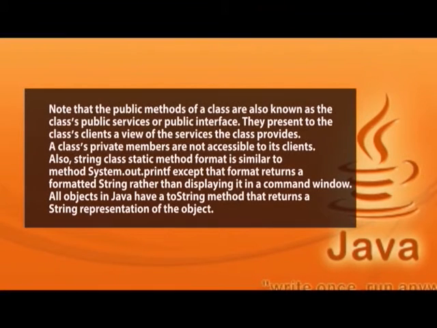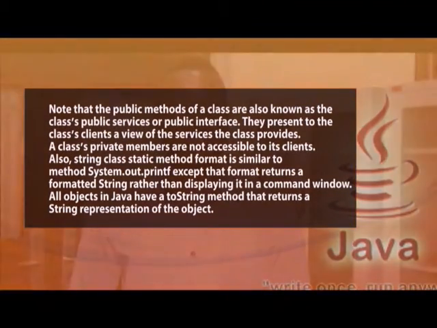Also, the String class's static method format is similar to method System.out.printf, except that format returns a formatted string rather than displaying it in a command window. All objects in Java have a toString method that returns a string representation of the object.